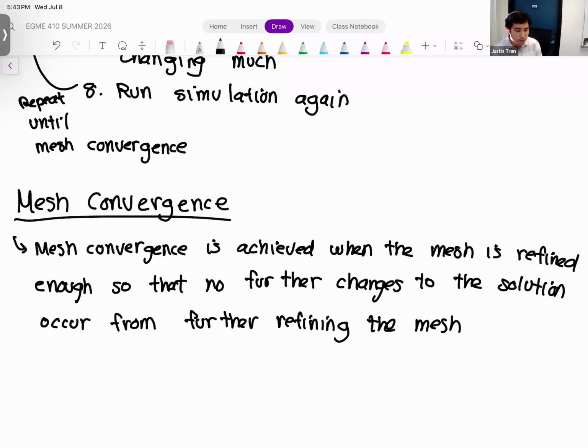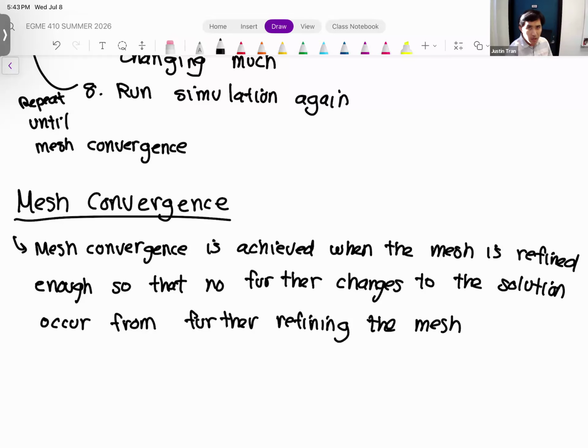And so if you've achieved mesh convergence, that means that if you refine the mesh any further, if you made the elements any smaller, or added more refinement, you don't really get any benefit from it. The solution doesn't really change.